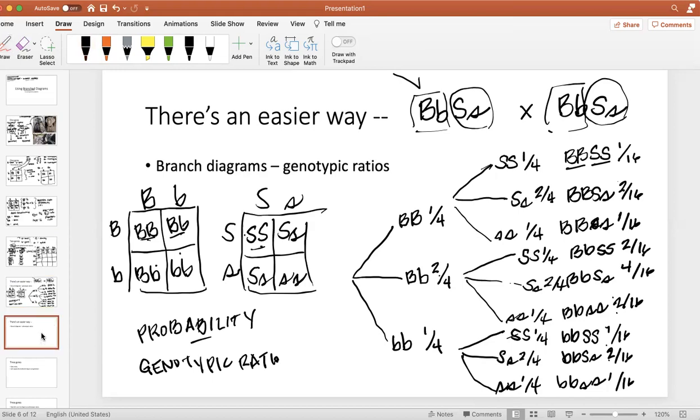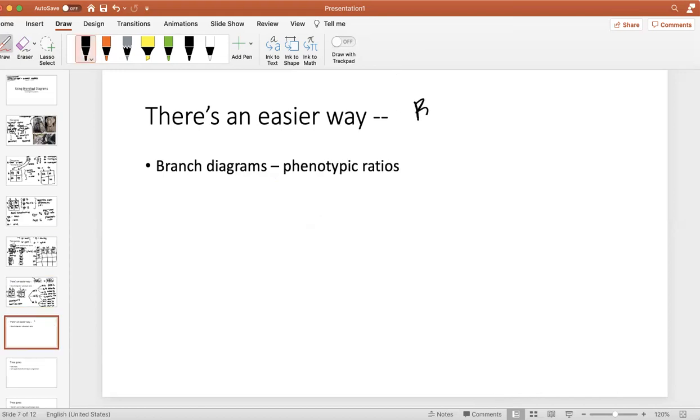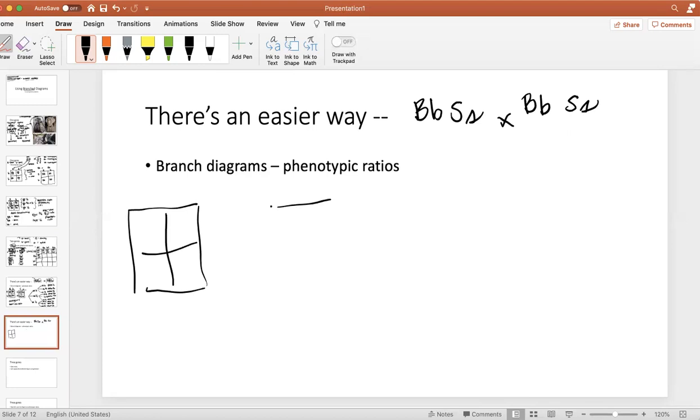So let's go back. I'm gonna write up here what our parents look like one more time. Okie doke. So once again, if you get confused, what you want to do is break it down by gene. So here's my 2 Punnett squares. Big B, little b. Y'all know what I'm doing here.